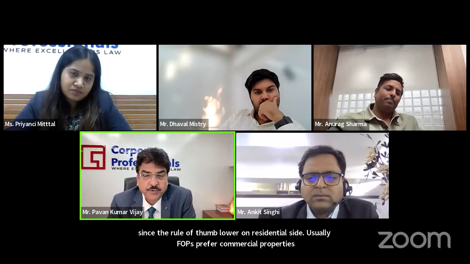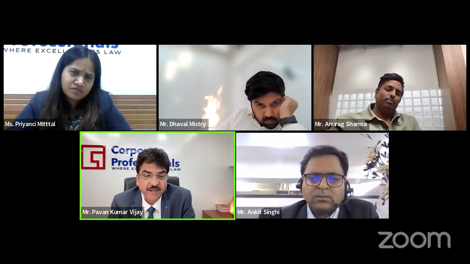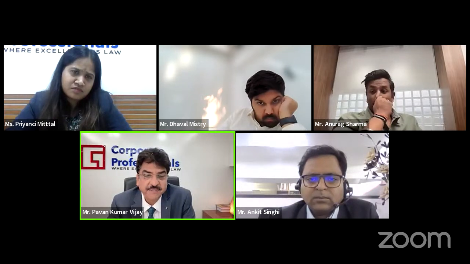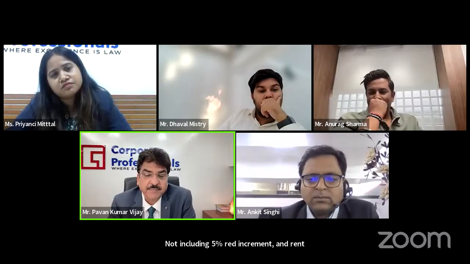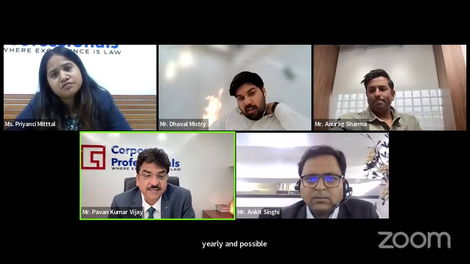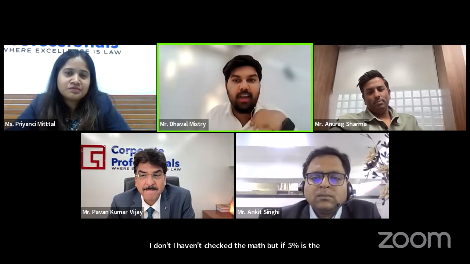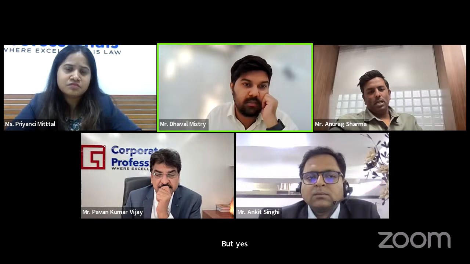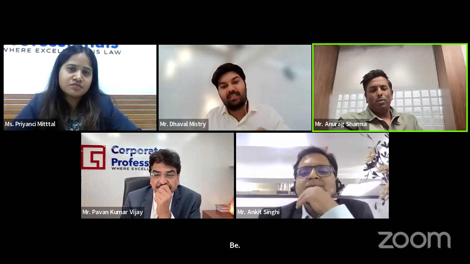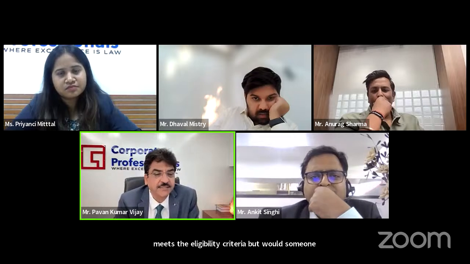Okay. Can a property with 23 lakh per annum rental income be positioned as a 55 crore REIT with a grade AAA tenant profile, which is around 5% current yield, not including a 5% yearly rent increment and possible capital appreciation? I haven't checked the math, but if 5% is the yield, then the odds of it qualifying as an asset for any of the platforms would be fairly low. But yes, since it crosses 50 crores, it could possibly be an SM REIT. So they are asking the opinion of both. It meets the eligibility criteria, but would someone like to pick it up? That's debatable.